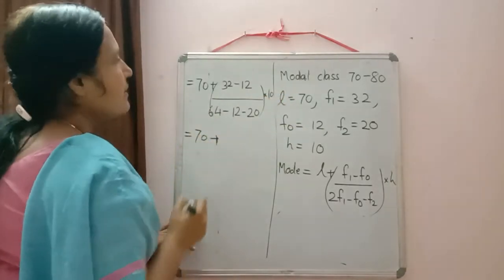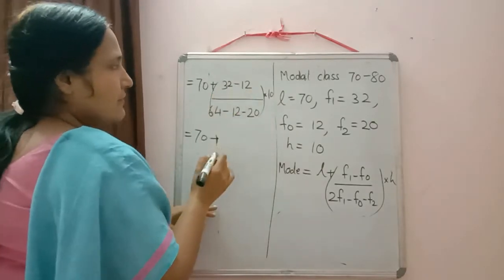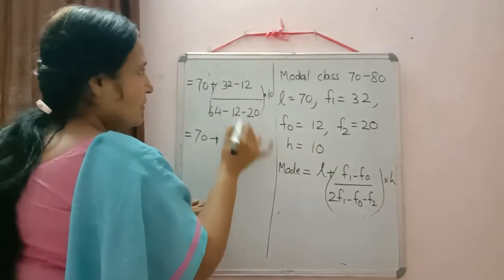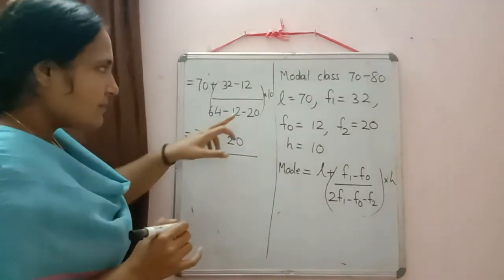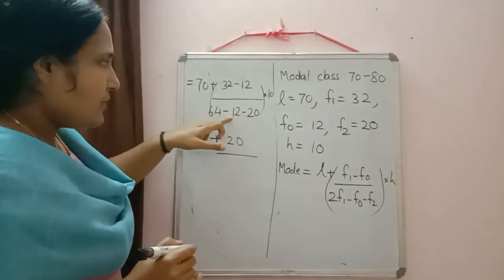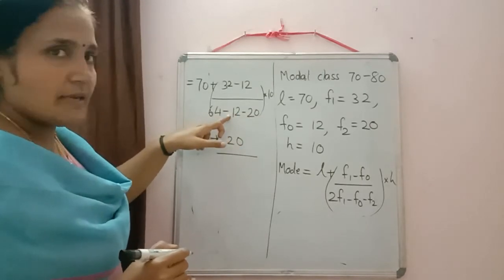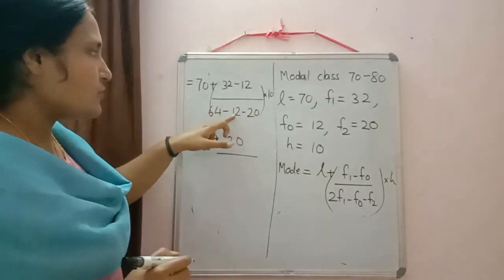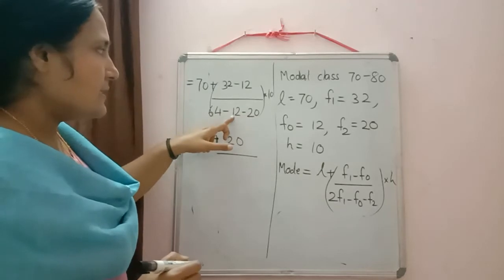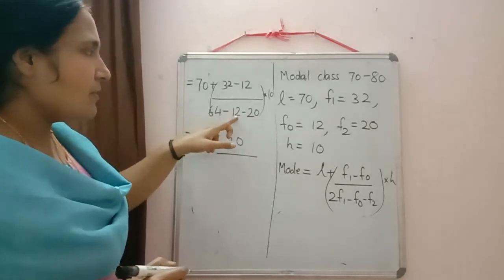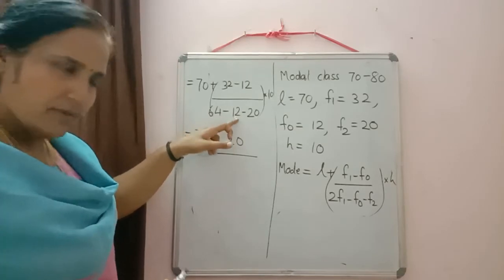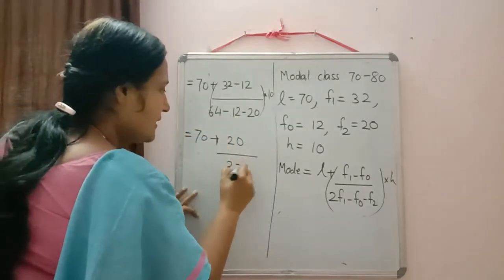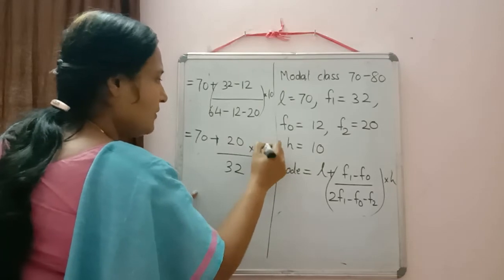70 plus 32 minus 12, so that will come 20. Then 64 minus 12 minus 20. Two numbers are negative, so we can add the numbers. So 20 plus 12 will be equal to 32. And 64 minus 32 will be equal to 32. So 20 by 32 into 10.